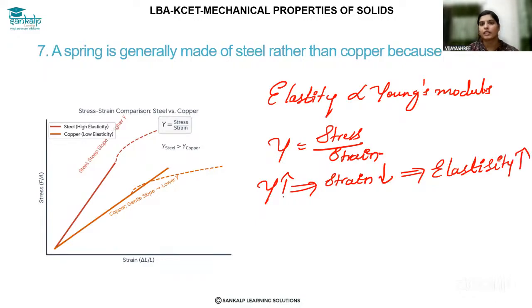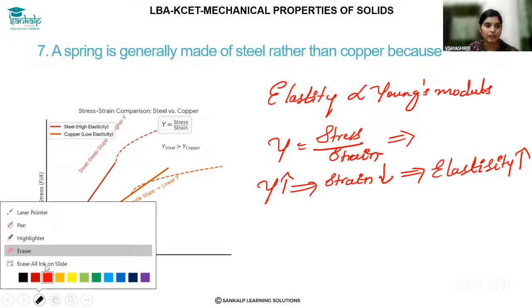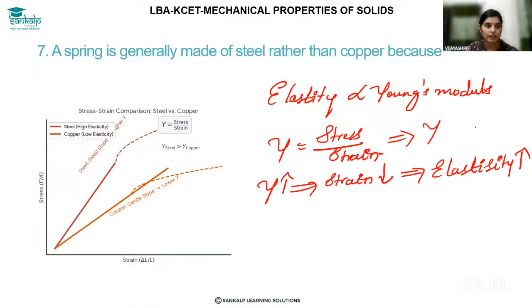Strain will be less, which implies elasticity is more. Young's modulus and elasticity are directly proportional to each other, and Young's modulus and strain are inversely proportional to each other. If Young's modulus is more, strain will be less, then elasticity will be more, and the material will regain its shape after removal of load quickly, or more efficiently, or more effectively.